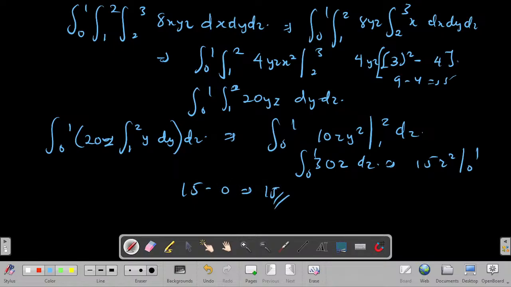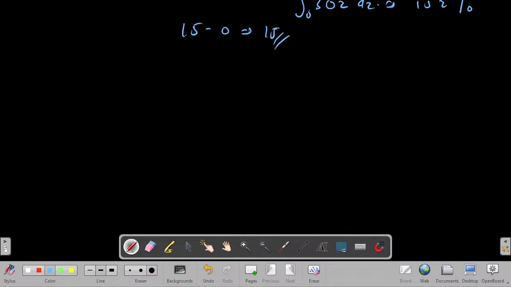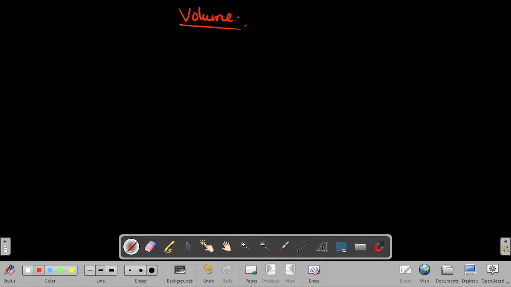So this is how we do a very simple triple integral over a box region. I'll use the word box because it's length times breadth times height, and that is it. Okay. Now let's introduce the concept of volume. We can use a triple integral to determine the volume of a region formed by a surface. You get it?